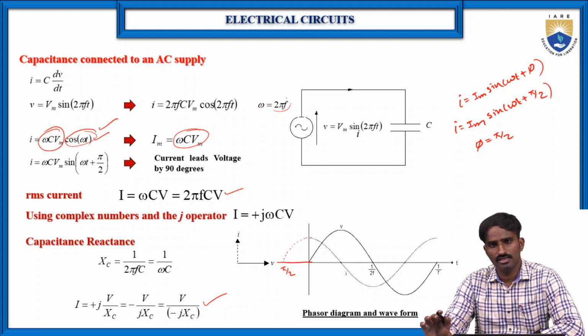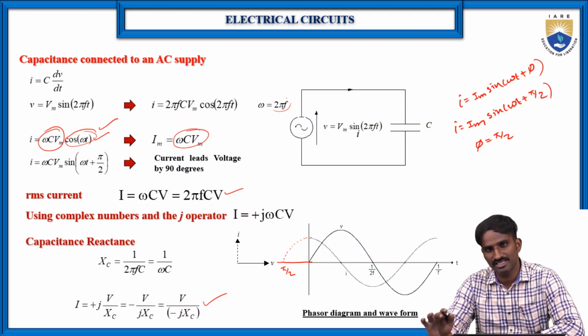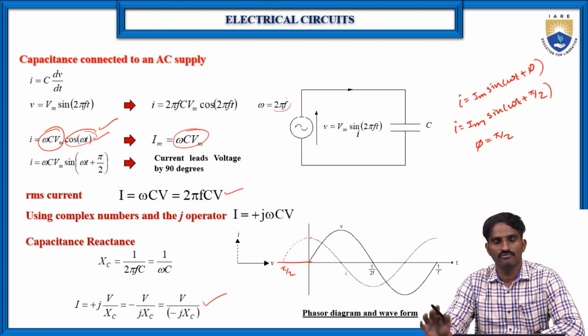Then the phase difference between the voltage and current is 90 degrees, and in other words, the current lags behind the voltage by 90 degrees. So that's why the current equation is I is equal to Im sine omega t minus pi by 2. Here the minus sign indicates the lagging. If it is a plus sign, then it is leading. So that is the concept when the inductor is connected to an AC supply.